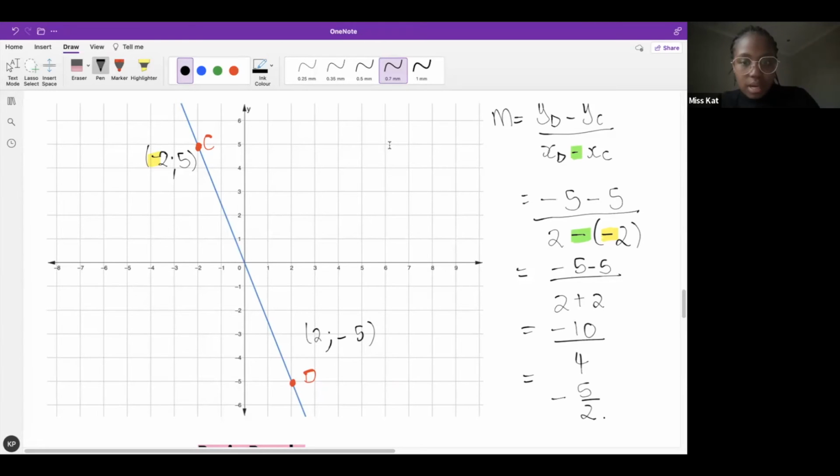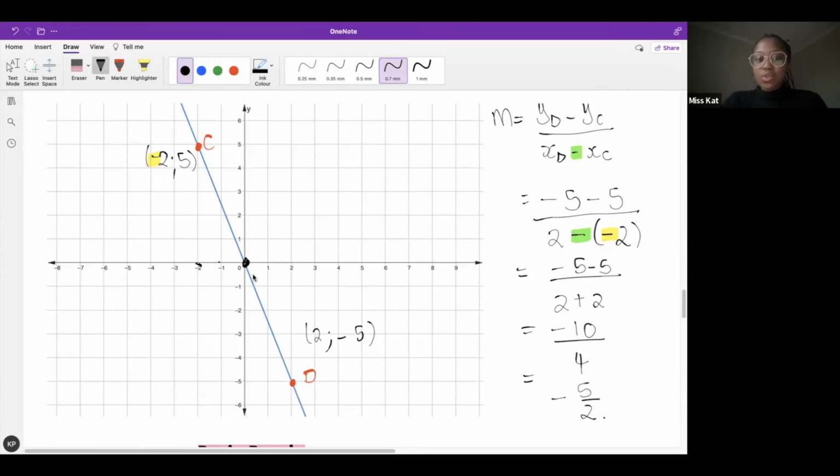Wonderful. Now, I want us to see something cool with our gradient, guys. The gradient just tells you where to find the next point. So let's start here by C. -5 means we're going down, right? 1, 2, 3, 4, 5. And then over +2, which means we're going to the right twice. 1, 2. Huh. We're on the next point.